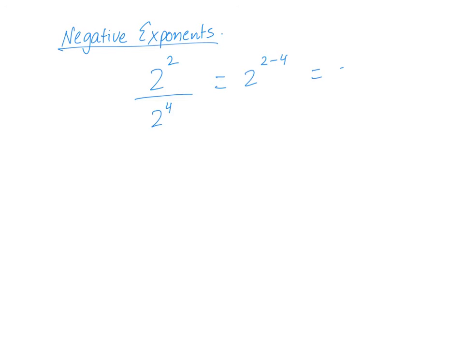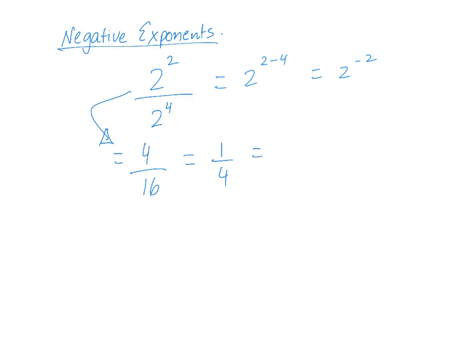So next we have negative exponents. So what if we have 2 squared and 2 exponent 4 at the bottom? As per the quotient rule, we can subtract the exponents. So this is what we get: 2 exponent negative 2. But if we were to write these values out, let's express them numerically. What's 2 squared? 4. What's 2 exponent 4? 16. Now if you simplify 4 over 16, you end up getting 1/4, right?